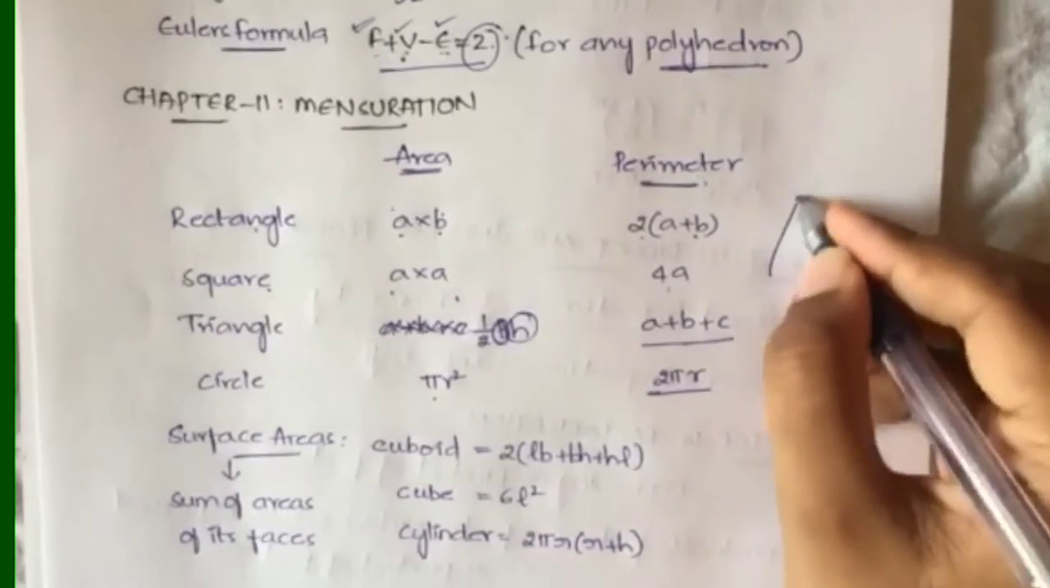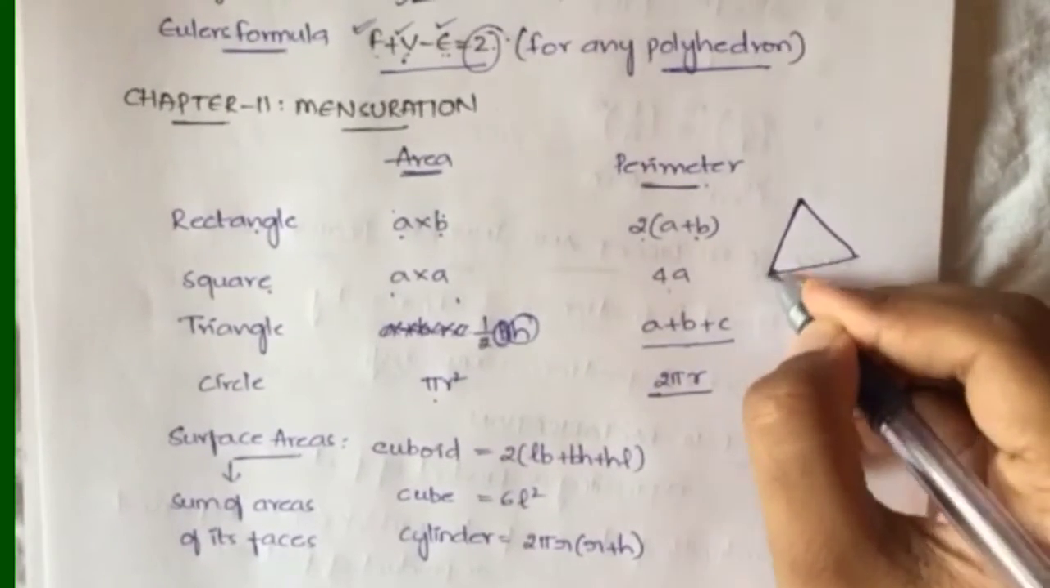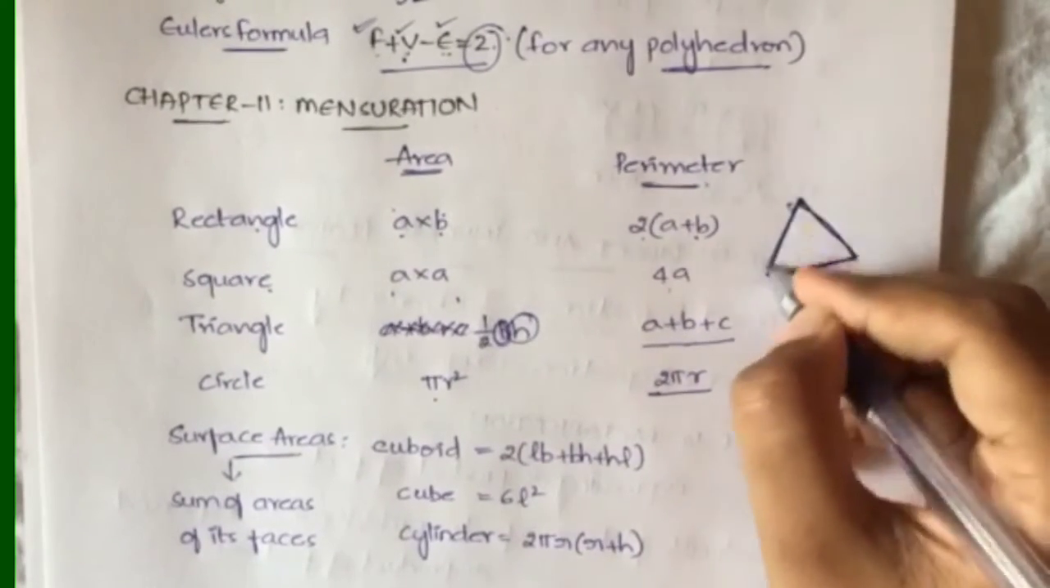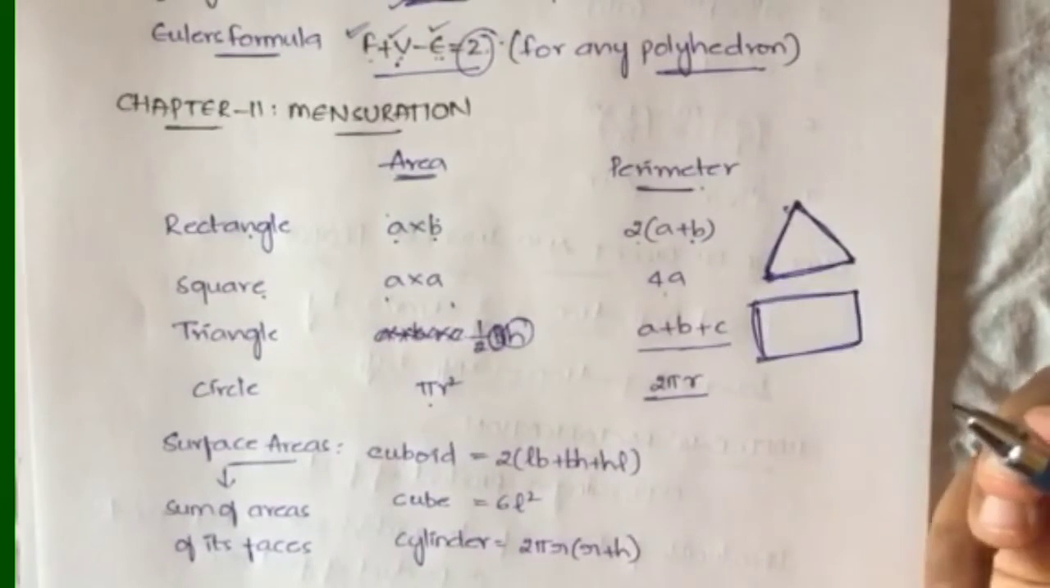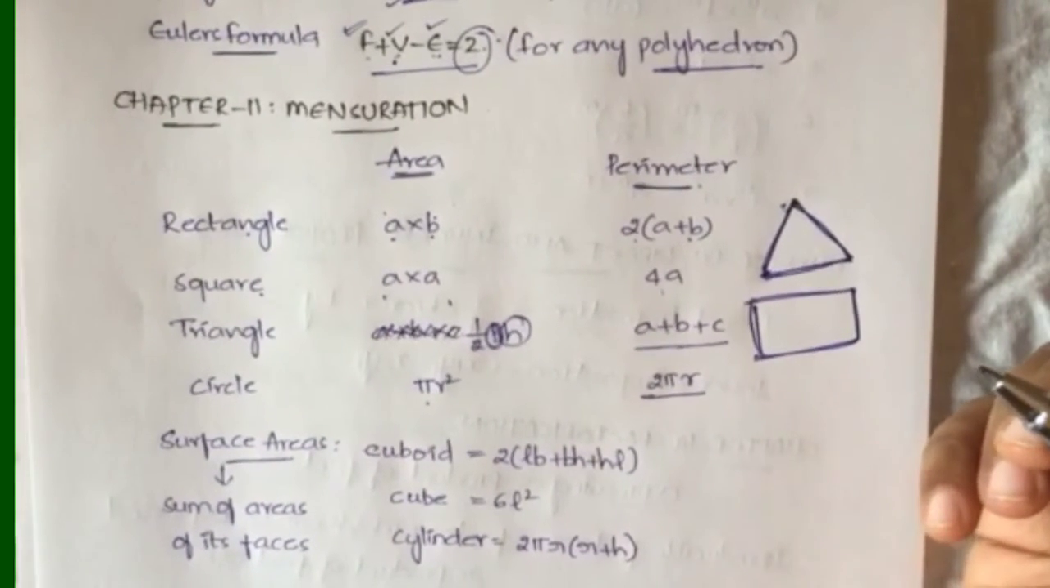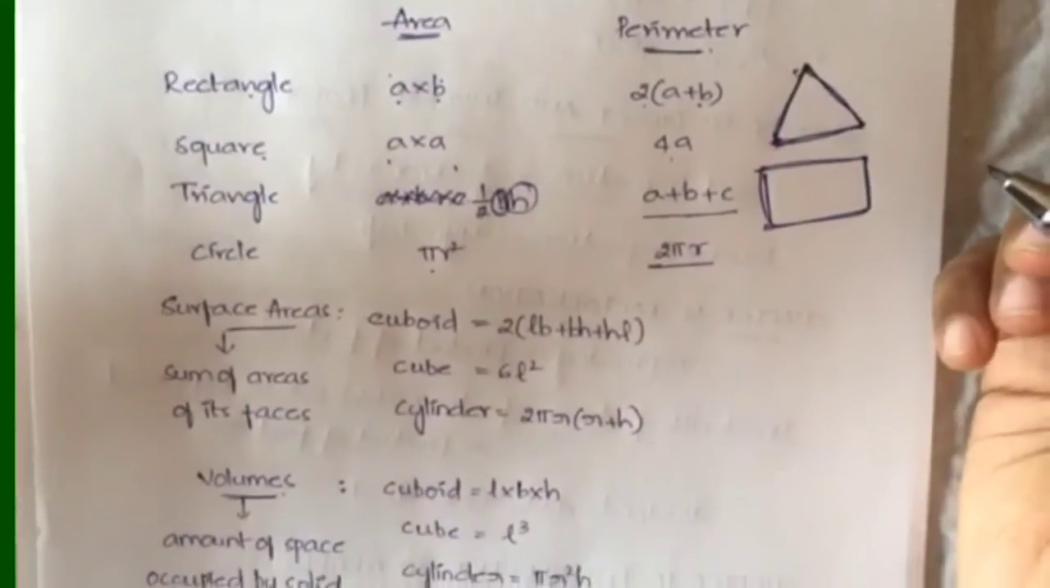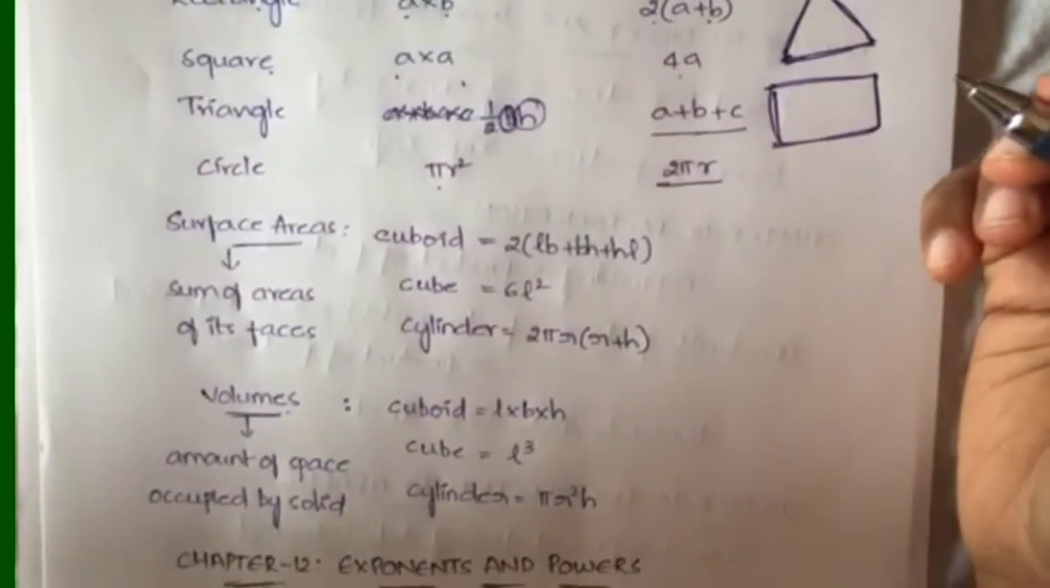In general, perimeter is nothing but, this is a triangle, right? You have to add all the outer edges' sum. This is a rectangle. You have to add the length of all the outer edges. That's it. That is all you have to do for perimeter. For any shape, for perimeter, you have to add the outer edges.